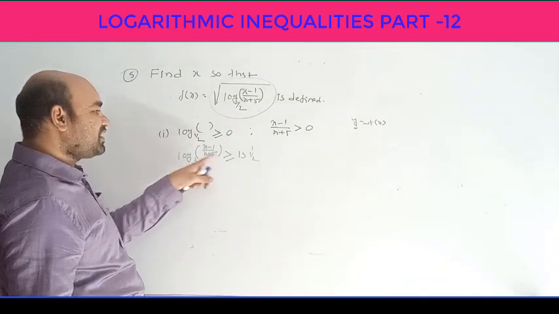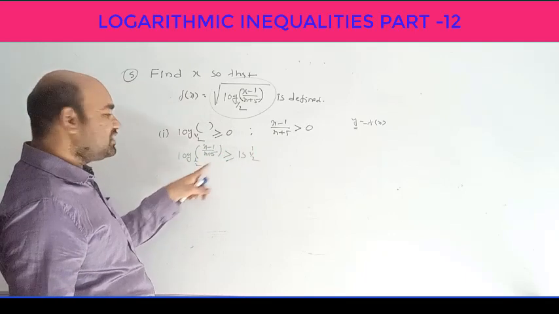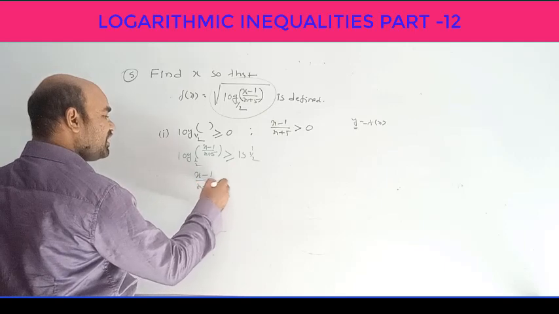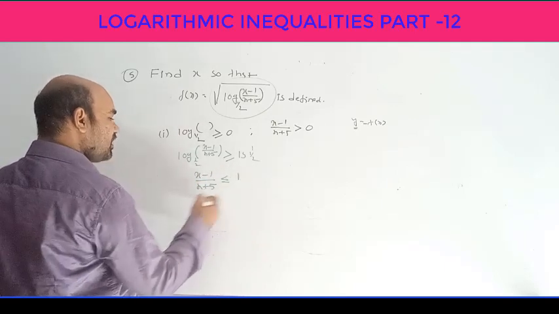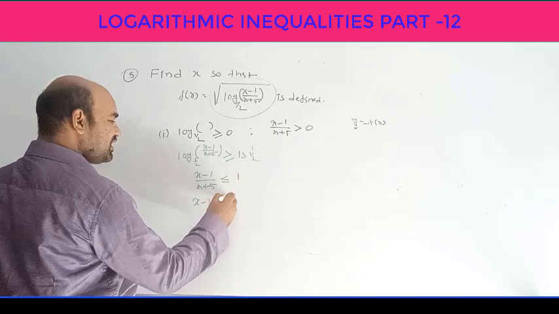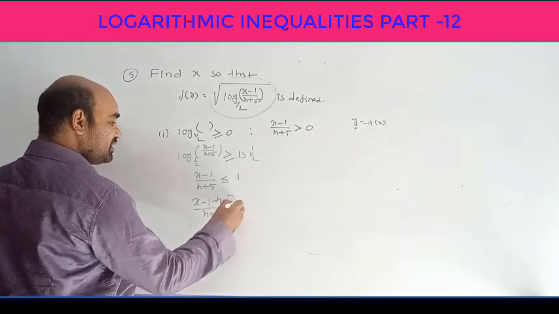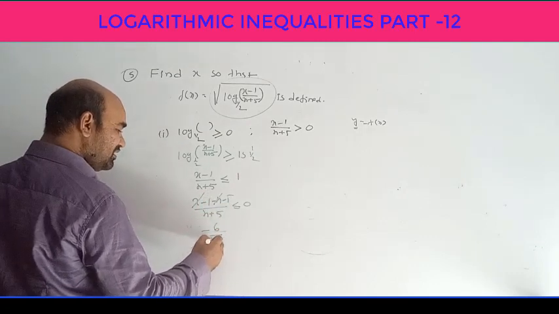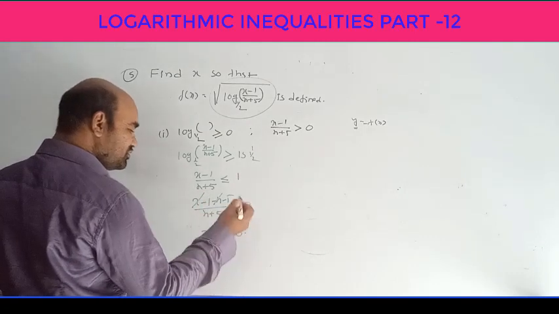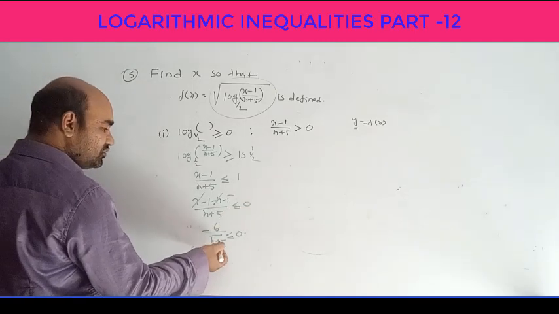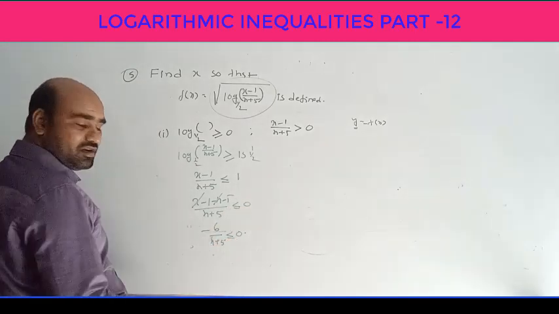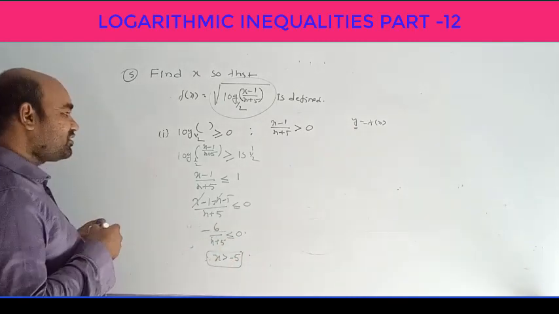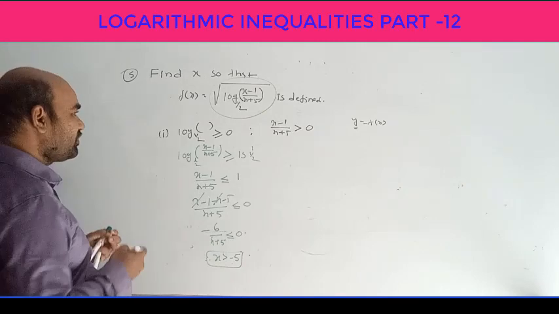Since the base is between 0 and 1, the inequality gets altered: x minus 1 by x plus 5 is less than or equal to 1. Or x minus 1 minus x minus 5 by x plus 5 is less than or equal to 0. x cancels, minus 6 by x plus 5 is less than or equal to 0. Since the numerator is negative, the denominator should be positive to get less than, therefore x should be greater than minus 5. This is one of the parts.